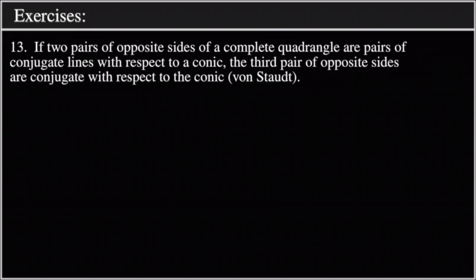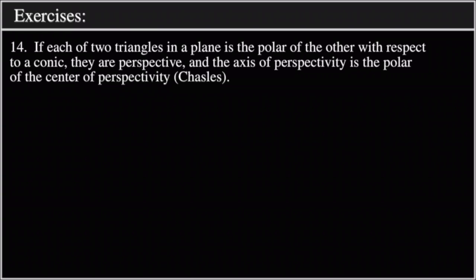Von Staudt. 14. If each of 2 triangles in a plane is the polar of the other with respect to a conic, they are perspective, and the axis of perspectivity is the polar of the center of perspectivity.